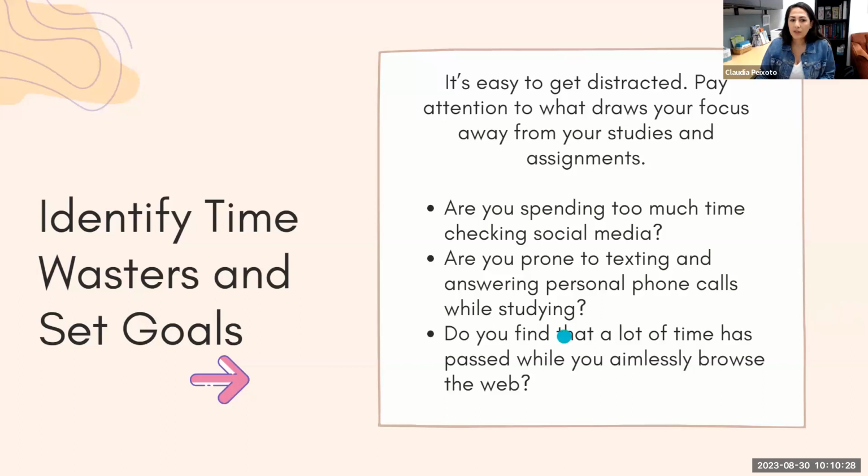And then if you find that a lot of time has passed while you're aimlessly browsing the web, a good thing to do is also try to separate your emails. I know a lot of times, I might go into my email to check an assignment. When I was in school, I might check to see if my teacher emailed me, and then I would get another email about a sale that's happening at a store that I frequently shop at. And I might get tempted to then start browsing the sales and online shopping instead of doing what I intended to do when I got online, which was to check my assignment.